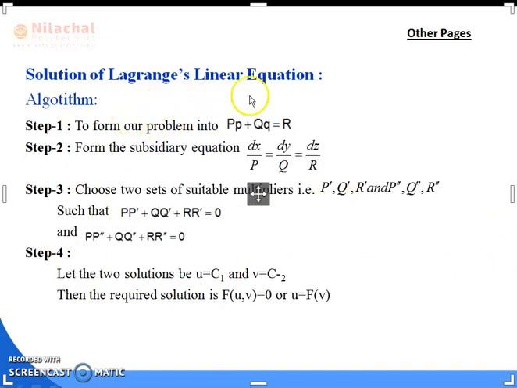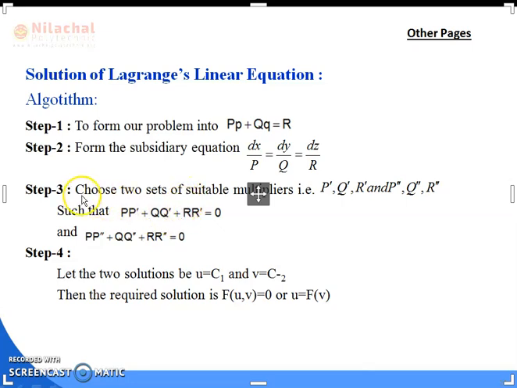The solution of Lagrange's linear equation, ultimately you have to find the solution. These are the algorithms. You have to follow these steps. Step 1, to form our problem into Pp plus Qq equal to R, means one question will be given to you in which small p and small q will be present. So you have to confirm that it is Lagrange's linear equation, and that equation will be compared to this equation Pp plus Qq equal to R. After that you collect capital P, capital Q, capital R, and form the subsidiary equation. This equation is known as the subsidiary equation: dx by P equal to dy by Q equal to dz by R. Okay, so you have to write the subsidiary equation.